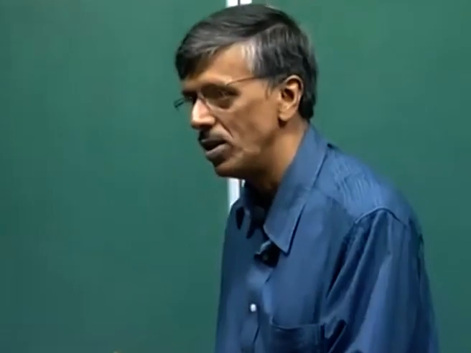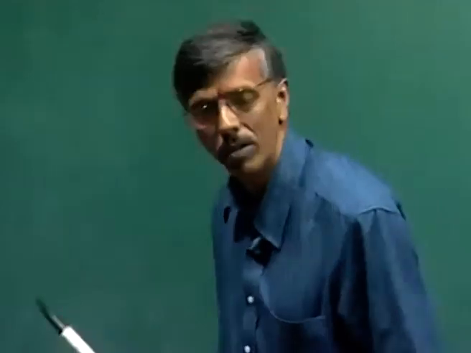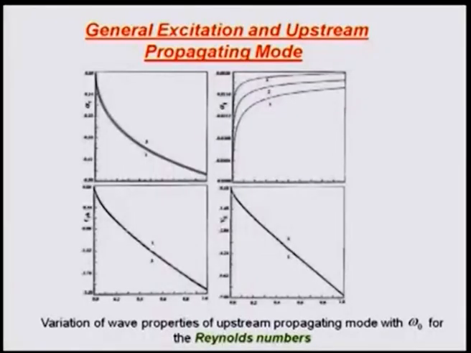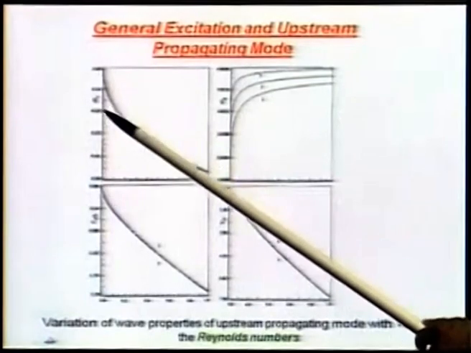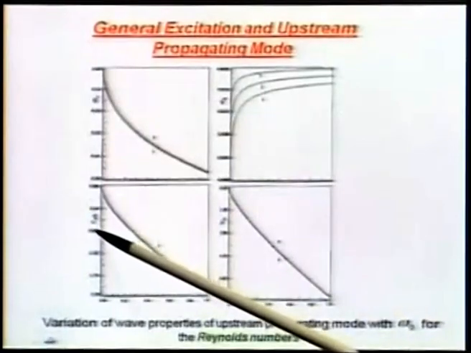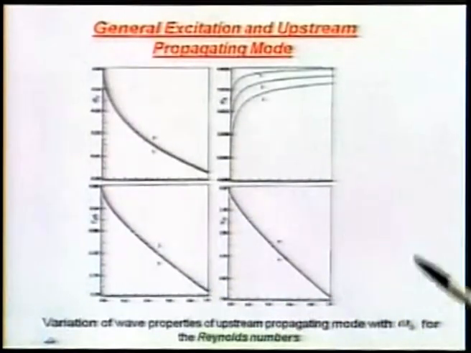We have not looked at it seriously, but let me tell you that if we focus our attention to flows with different pressure gradient, we may actually find out more interesting properties of upstream propagating modes. Now, here what we are showing you basically are these 4 properties that we talked about: alpha r, alpha I, C phase and the group velocity, for 3 different Reynolds numbers.